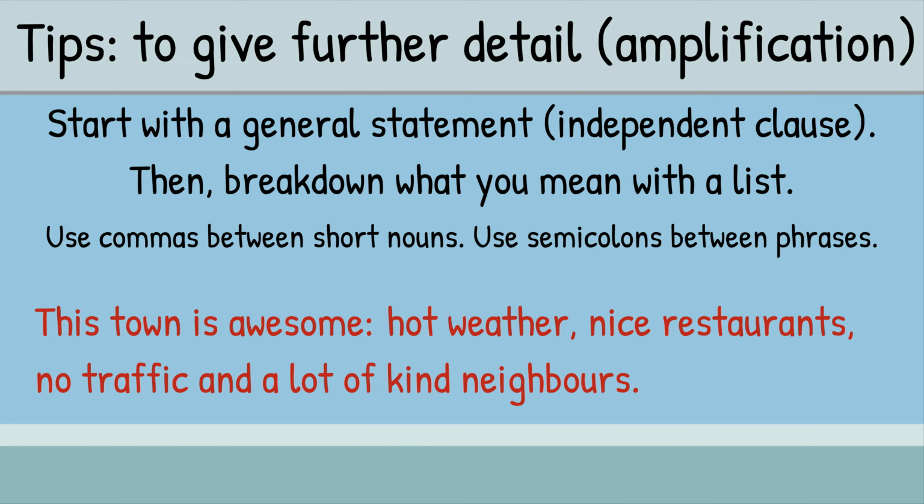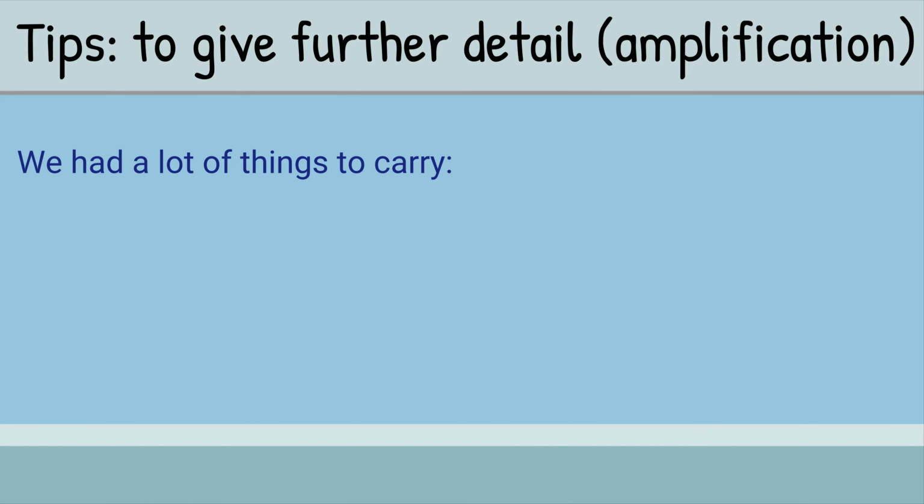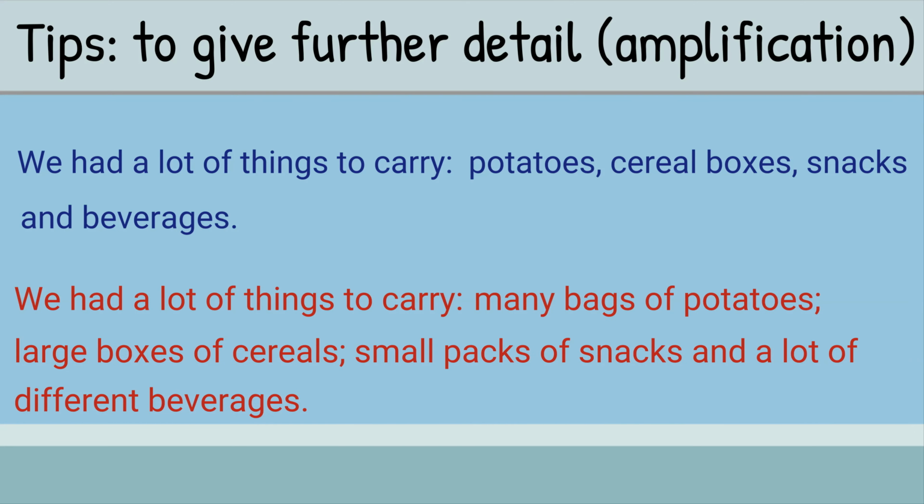"This town is awesome" is an independent clause and it is followed by a colon, which is our arrow pointing to the list. In these sentences, you can see the difference between using commas and semicolons in our lists. The list after our colon in the first sentence only includes single words or short phrases, and we use commas to separate them. However, the list in the second sentence includes longer phrases. Therefore, we use semicolons to separate them.